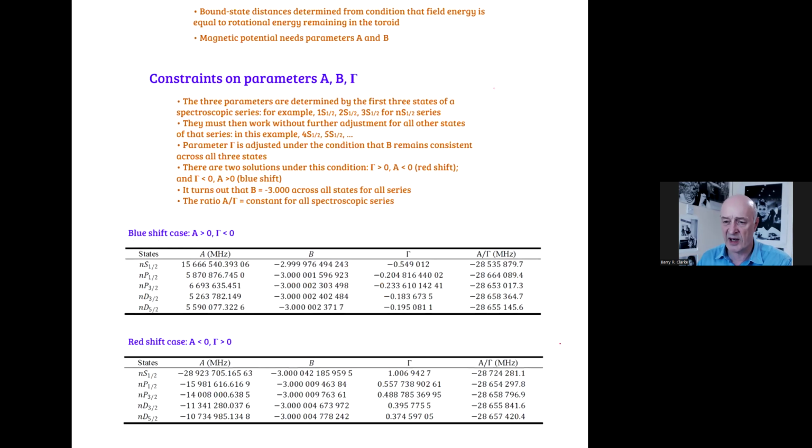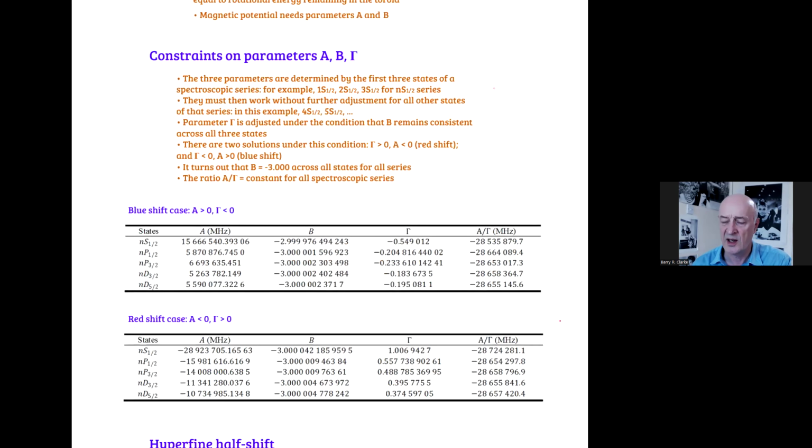A, B, and gamma. Gamma appears in the D function in the speed adjustment to the fine structure term, and A and B appear in the magnetic potential. Now these three parameters are locked on the first three states of a spectroscopic series. So for the NS half series, they're locked on 1, 2, and 3. They have to work by themselves for the rest of the states in the series. So for n equals 4, n equals 5, 6, so on, they have to work unadjusted.